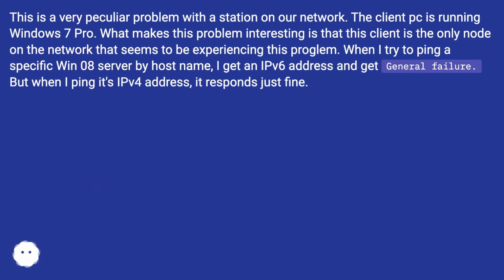What makes this problem interesting is that this client is the only node on the network that seems to be experiencing this problem. When I try to ping a specific Win08 server by host name, I get an IPv6 address and get general failure. But when I ping its IPv4 address, it responds just fine.